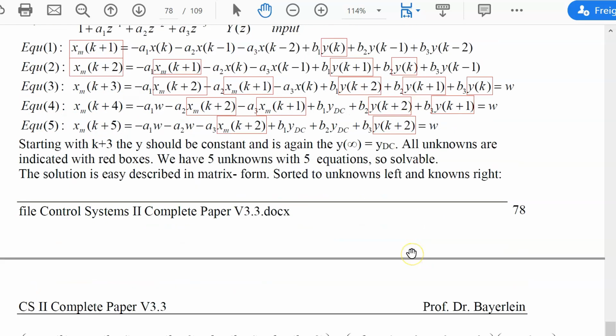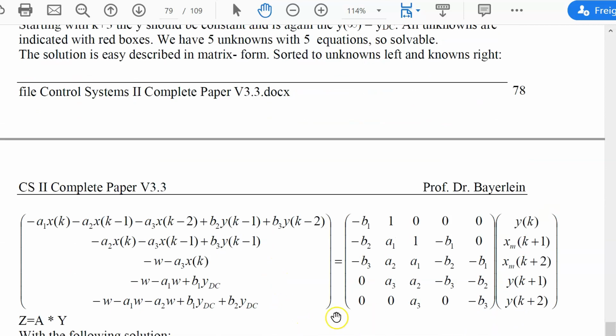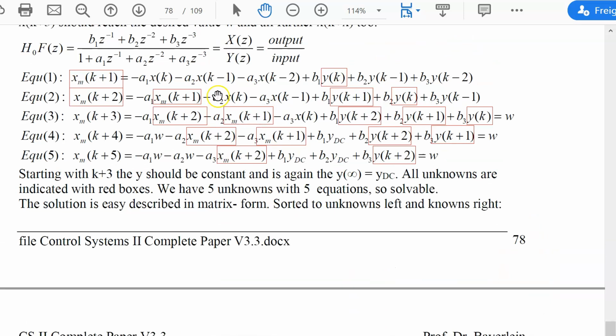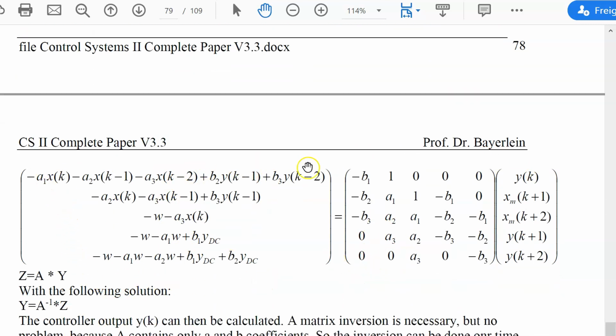They can be solved. I do this solution by a matrix inversion. So I order these equations in the way that I can write all parts which have unknowns on the right side in the form of matrix multiplications. The first equation can be read as this. This line is minus b1 times y of k plus 1 times xm of k plus 1, and this is exactly the first equation here. So I rewrite these five equations in the form that I can express with matrix writing. I call this Z. This matrix is Z, containing A's and B's and old and actual input and output values.